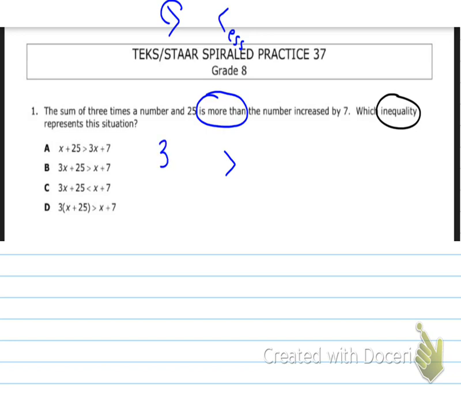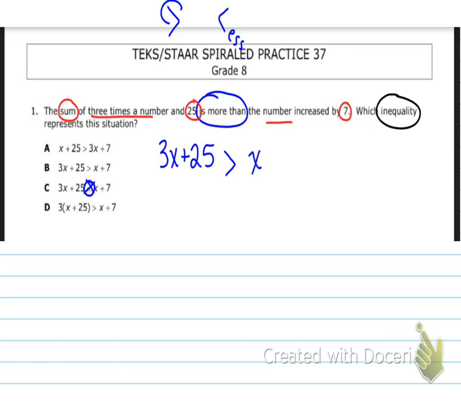So on one side, I'm going to do 3 times a number, the sum of 3 times a number and 25. So I'm going to be adding, so when I broke down the words, I'm going to be adding 3 times x and then 25. On the other side, is more than, so greater than, the number increased by 7. So the same number, x, increased by 7. So that'll mean x plus 7.